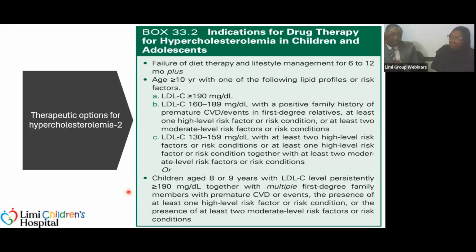So we see the categorization between greater than or equal to 190, between 160 and 190, and then below it. Very importantly, we must know that these drugs are not for very young children. So greater than or equal to 10 years. But if we have children aged between 9 and 10, or 8 and 9, which is close, with values persistently greater than the upper limit, then we will also need to treat.